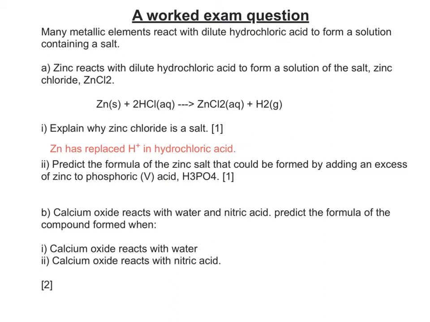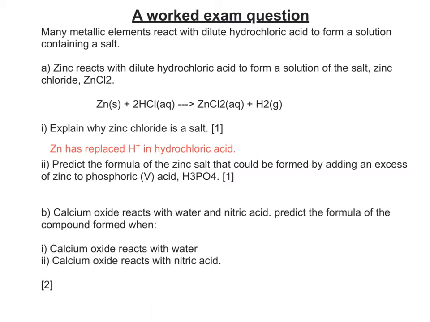Then it says predict the formula of the zinc salt that could be formed by adding an excess of zinc to phosphoric acid. So this (V) here refers to an oxidation number. So if we think about the elements that are present in phosphoric acid, the hydrogen is going to be +1, as always. The oxygen is going to be -2, as always. So the V stands for 5 in Roman numerals, which is going to be the oxidation number of the phosphorus. So although it's slightly outside of acids and bases, it's worth just remembering that that's what that means.